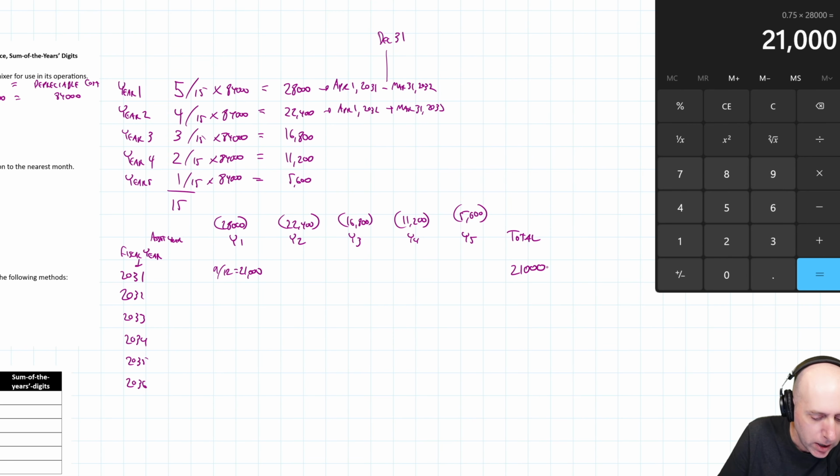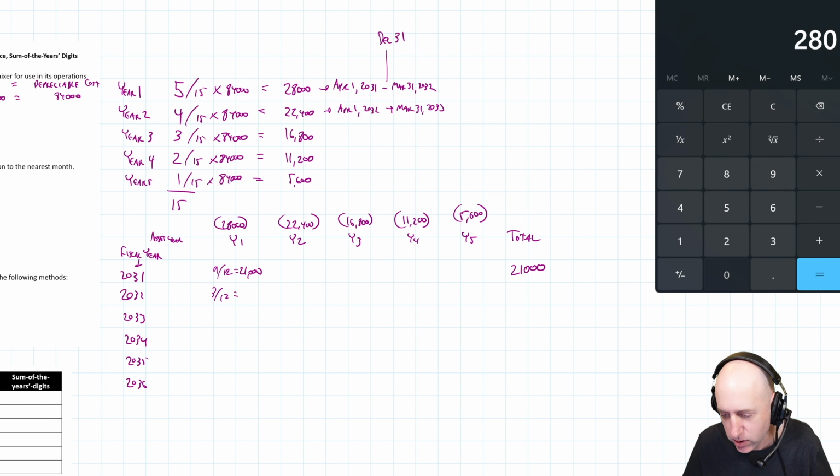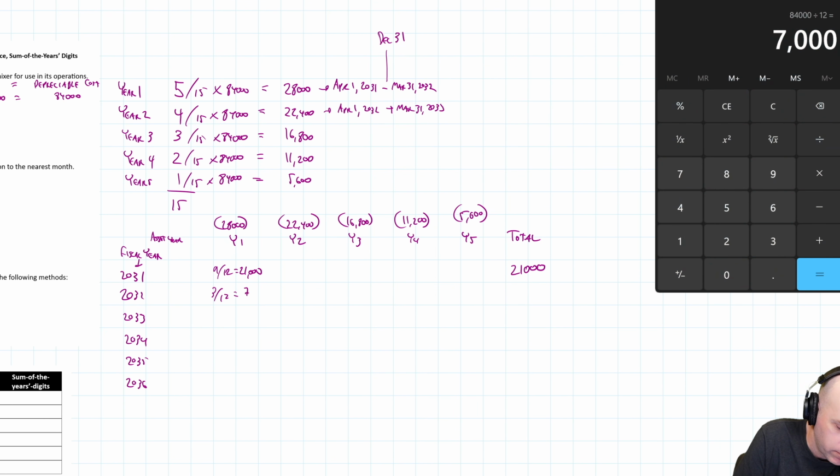Easy peasy. Well, some of my asset year one depreciation happened in 2032. January to March, 3/12 of that number happened in 2032. So I got to apply 3/12 to it. So 28,000 times 3 divided by 12, 7,000.